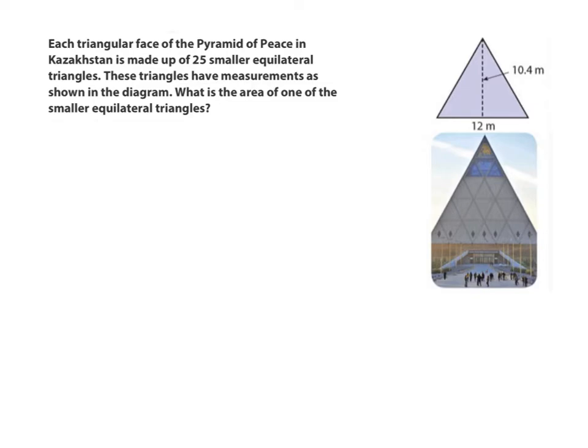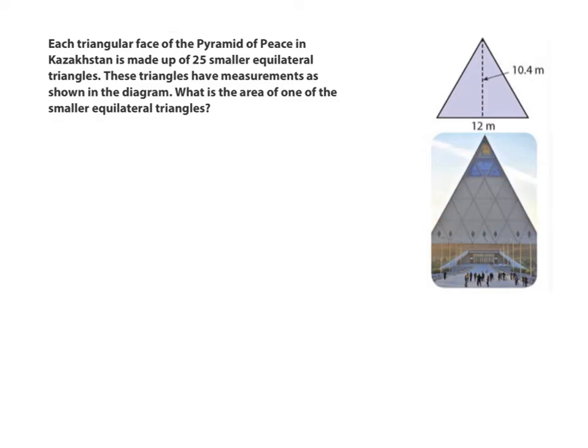All right, let's look at this next problem. We have a word problem. It says each triangular face of the Pyramid of Peace in Kazakhstan is made up of 25 smaller equilateral triangles. Now, an equilateral triangle is a triangle that has 4 sides that are the same length. These triangles have measurements as shown in the diagram. What is the area of one of the smaller equilateral triangles? So we've got to find the area of one of these triangles, and these are the triangles in the picture. This is the Pyramid of Peace in Kazakhstan.